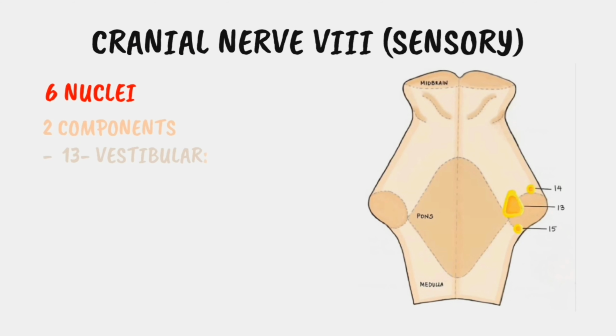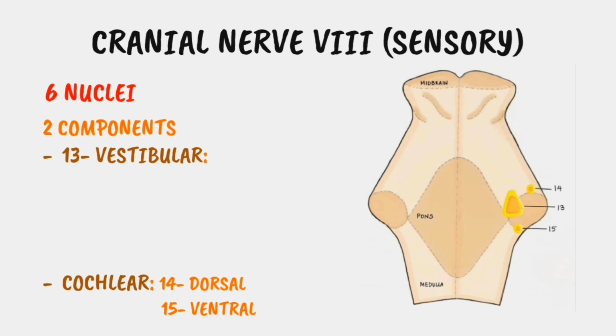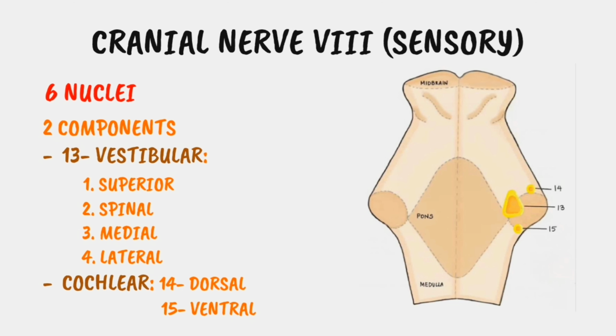Cranial nerve 8 has 6 nuclei. They are divided into 2 components, vestibular and cochlear. Vestibular component has 4 nuclei: superior vestibular, spinal vestibular, medial vestibular, and lateral vestibular. Cochlear component has 2 nuclei, dorsal cochlear and ventral cochlear.